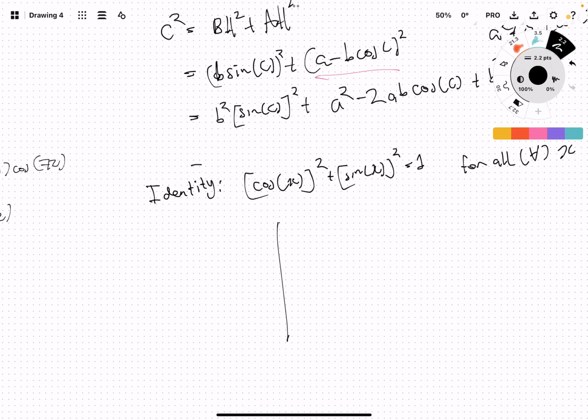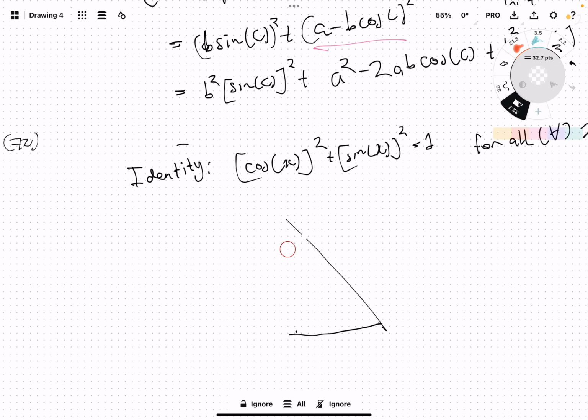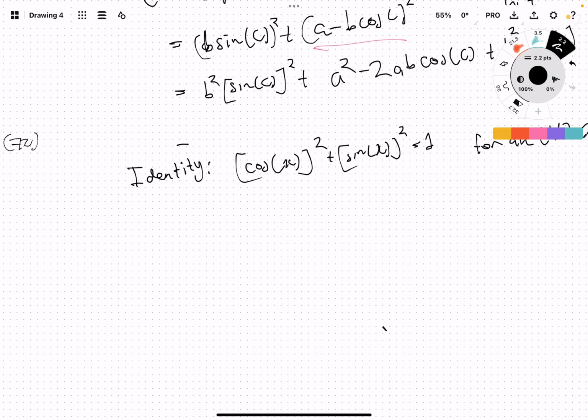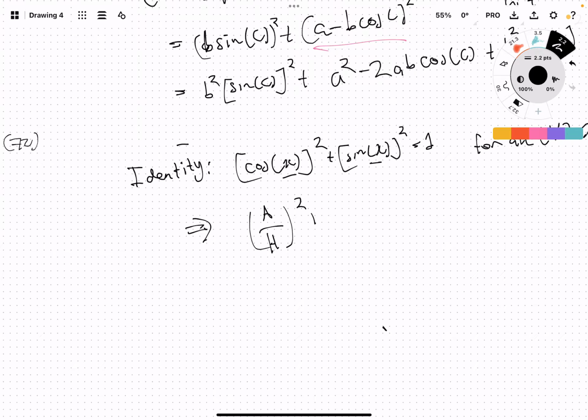Why is this true? Here's the proof why this is true. This is the same angle, right? So they're on the same triangle. Within the same triangle, we have adjacent over hypotenuse, my bad, squared, and this is opposite over hypotenuse squared.